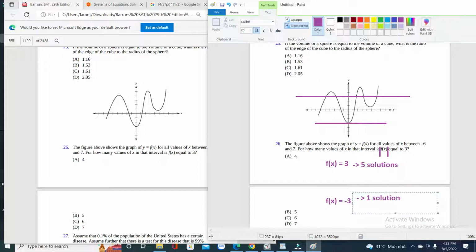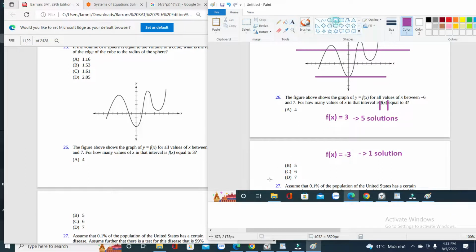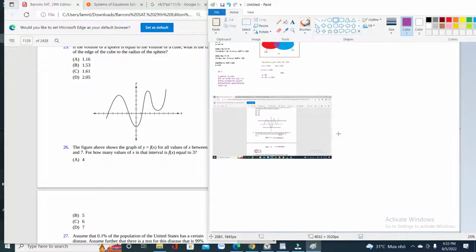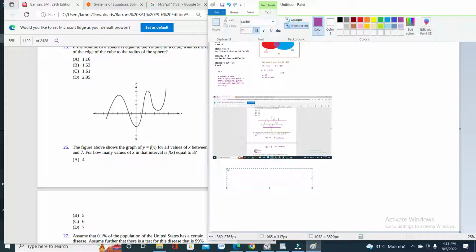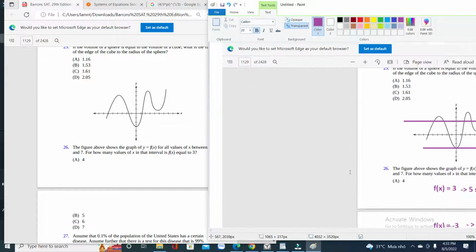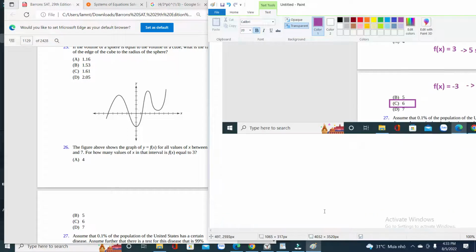So in general we have a total of 6 solutions. So for 26 our answer is going to be C. Okay, so 26 is C. Okay.